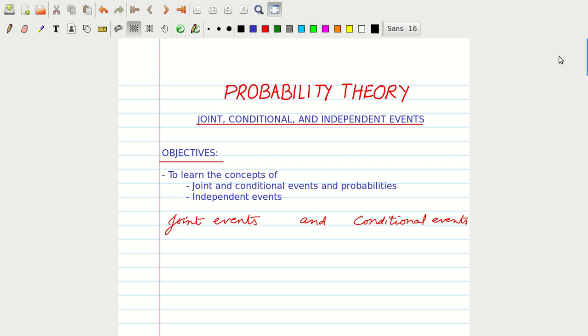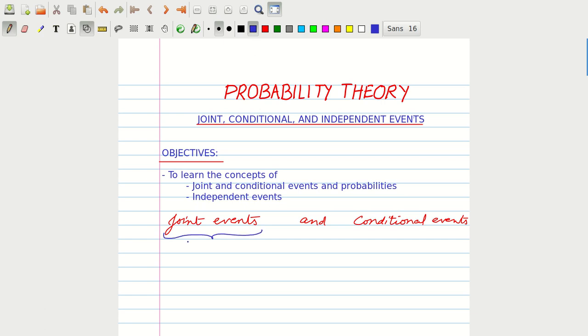Hello. In this module, we will learn the concepts of joint and conditional events and the corresponding probabilities. And we'll also learn the notion of independent events and how they are different from mutually exclusive or disjoint events. Let us first understand the terms joint events and conditional events.